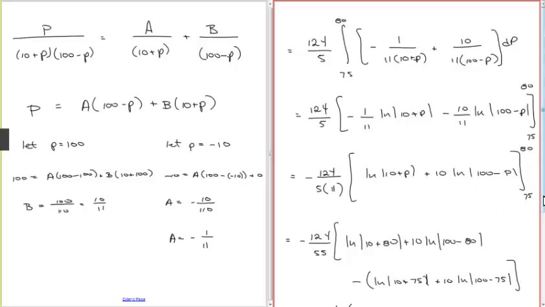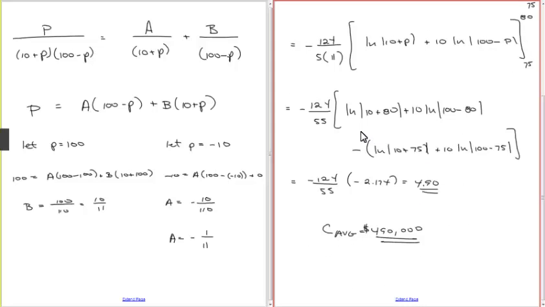And then when you evaluated at the upper and lower limits, you get 4.9 as the answer, which, because the formula was given, the results were in hundreds of thousands of dollars. Instead of 4.9, we have $4.9 hundred thousand, which is $490,000. So that's the problem. Hopefully that made sense.